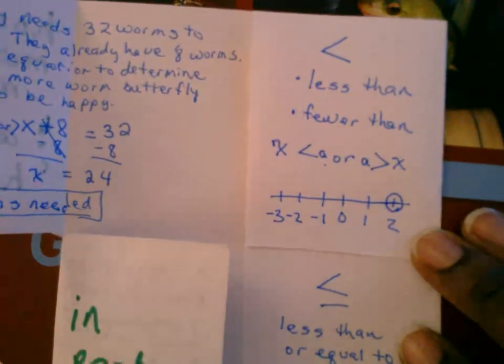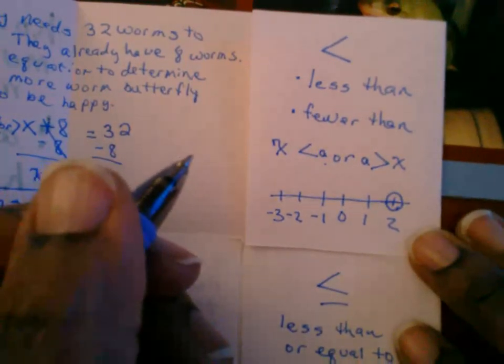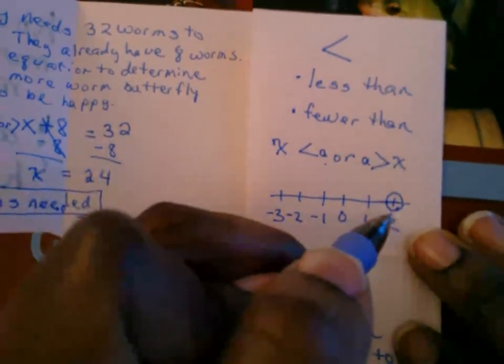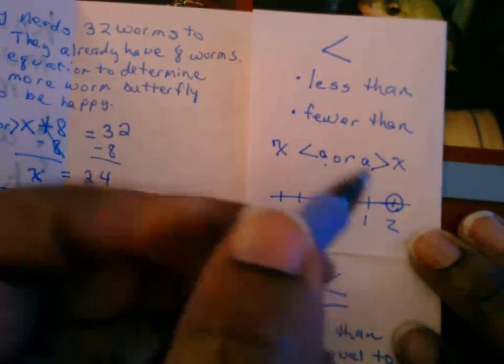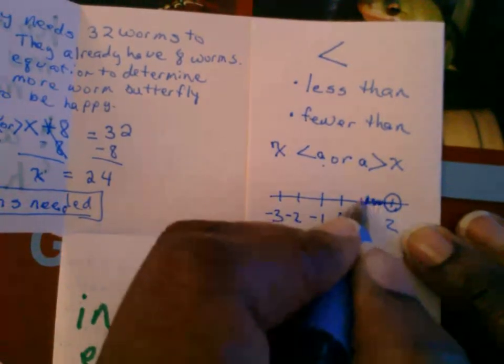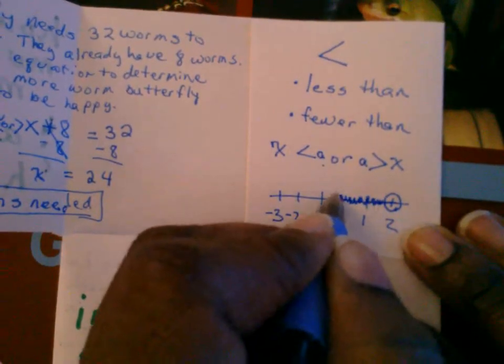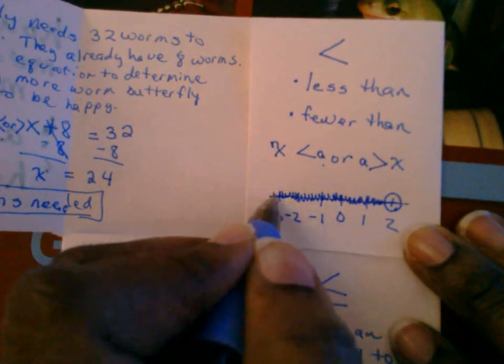Should we write down the number line? We should write down the number line, and you should make sure that this is an open circle. And anything less than 2 will satisfy this inequality.